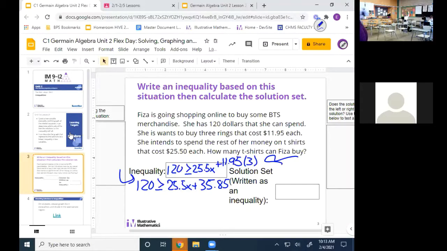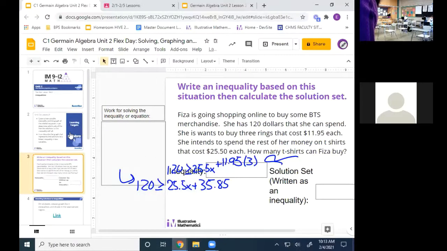And what would we have to do here first, before we talk about what the solution set's going to be? What do we have to do here? Kyle? Okay, so first, let me scooch it over. You can do it in this box over here, work for solving your inequality. So you would take 120 is greater than or equal to 25.5x plus 35.85. And we would have to first subtract 35.85 from each side. Nice job, Kyle.